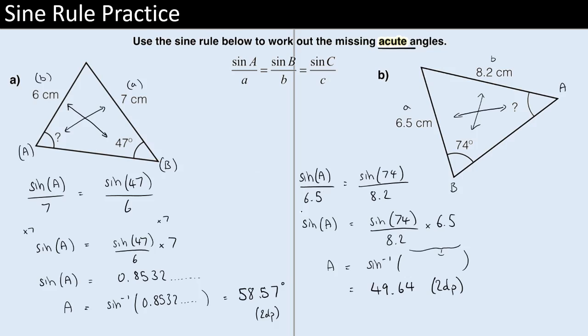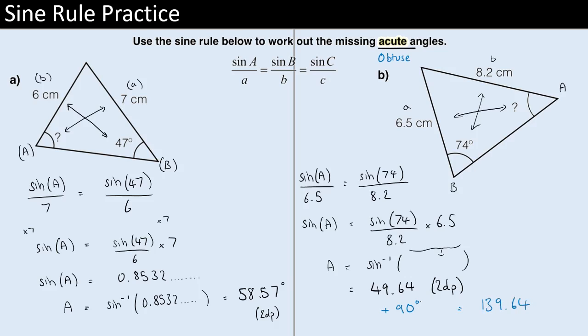If it ever asked you to work out an obtuse angle, to work out your obtuse angle, we would add 90 degrees. Okay? So this one would be 139.64.